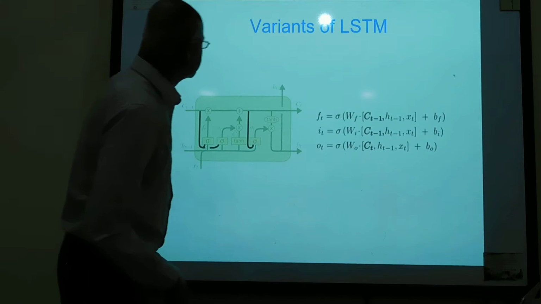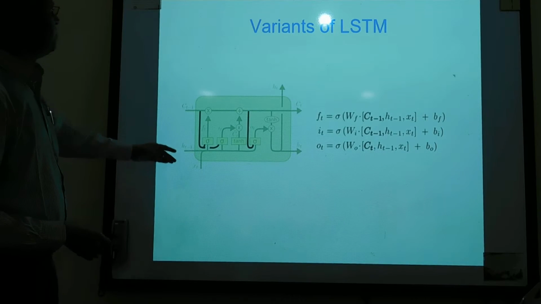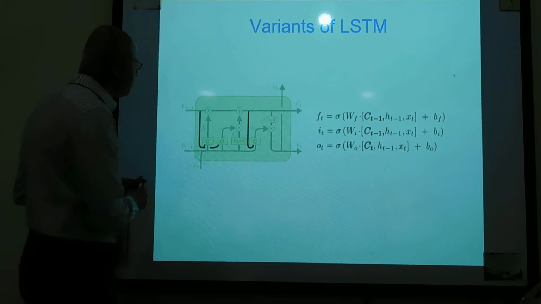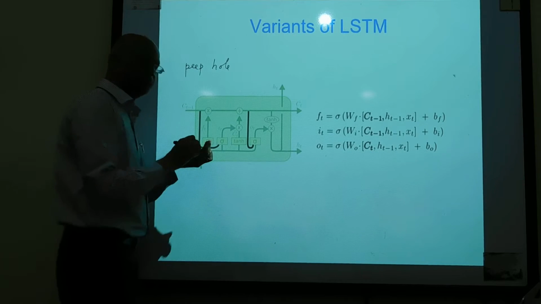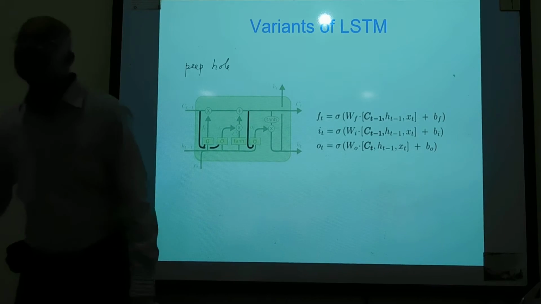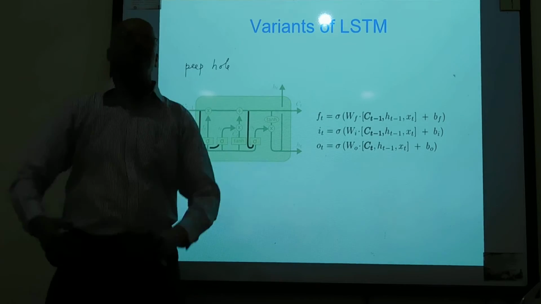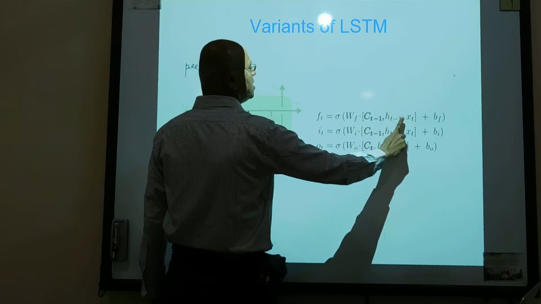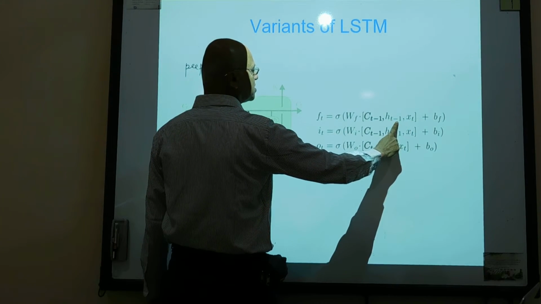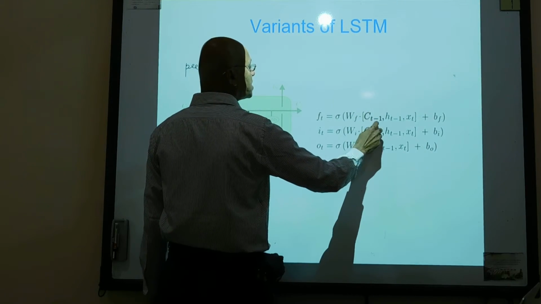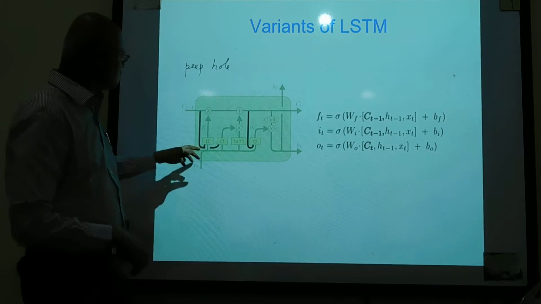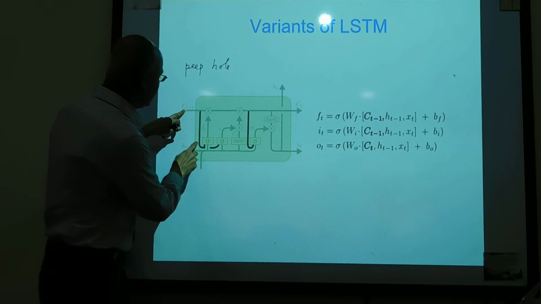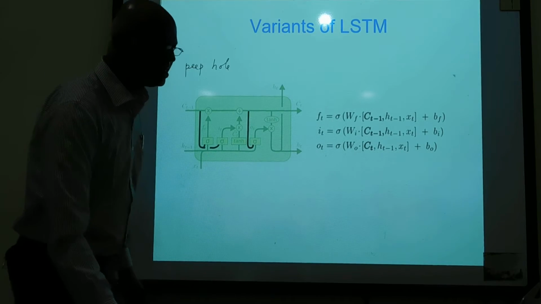There are variants of this which use what is known as a peephole connection. You know what a peephole is. The door is slightly ajar, you just look at what is happening inside. A small window, you get a view of the thing. So the gate not only depends upon the input at the current time instant and the output at the previous time instant, but also on the state of the cell at the previous time instance. So even the forget gate is able to peep through the information here. So that is one variant of LSTM.